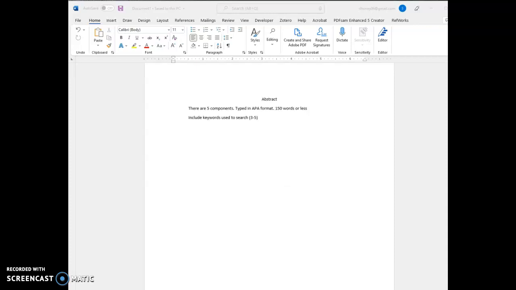The next page of the document is your abstract. You will have to look up in your APA manual how to type an abstract using APA. You're also going to notice that there are 5 components to the abstract, and that an abstract is 150 words or less. So this can be challenging because you have to write very concisely to get the 5 components in and stay under 150 words. Also included in an abstract are key words used in your search. So you should include 3 to 5 keywords.